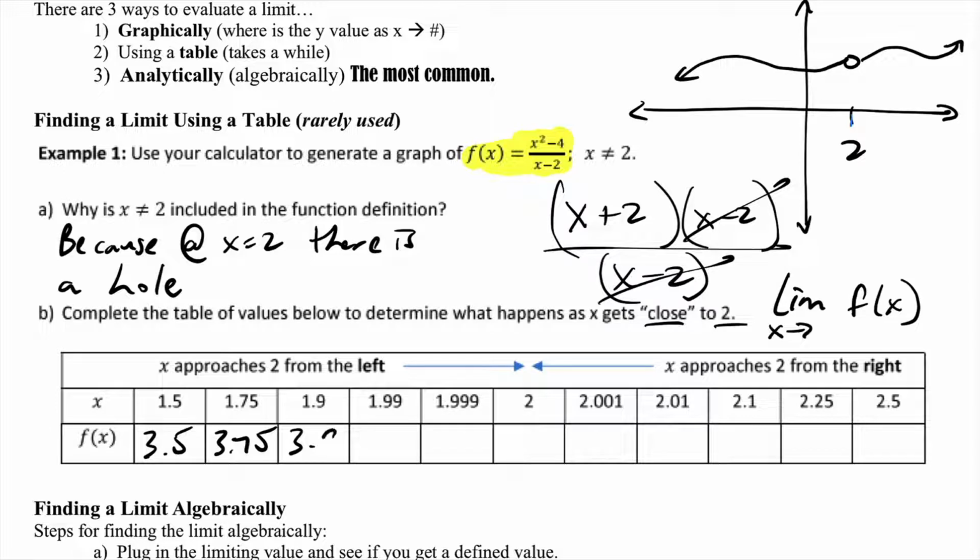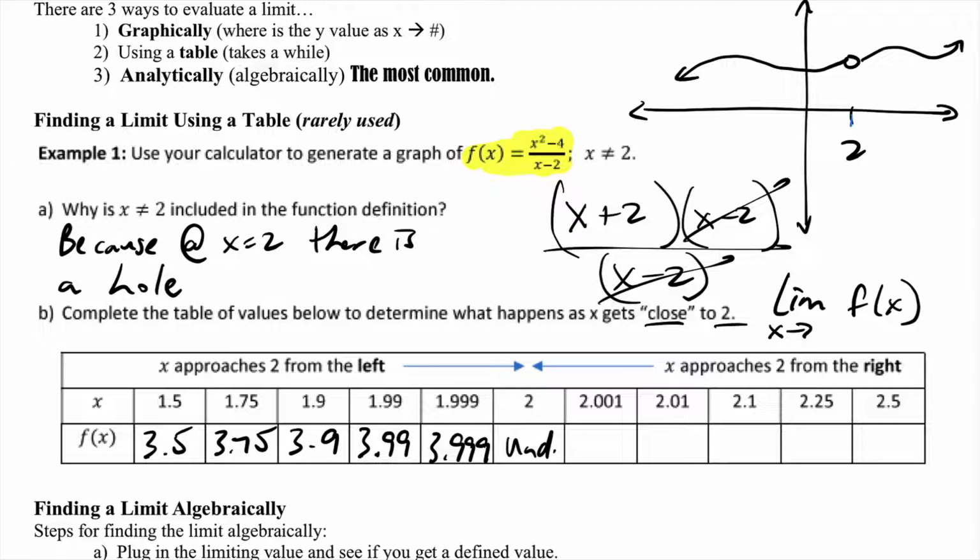1.9, I get 3.9. 1.99, I get 3.99. 1.999, I get 3.999. Okay? When I actually plug in 2, I get an error, undefined. Right? We said that earlier. Okay? Because of the hole. There's a hole there. There's no value. The value does exist, but it doesn't exist there.